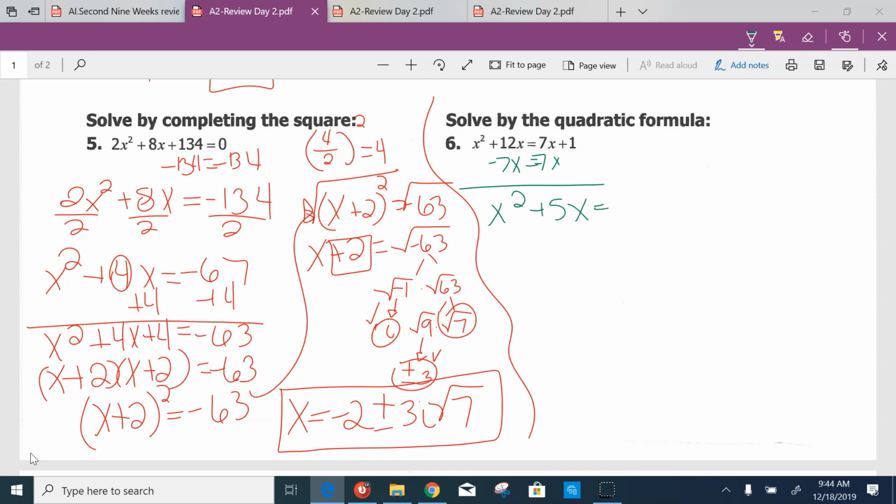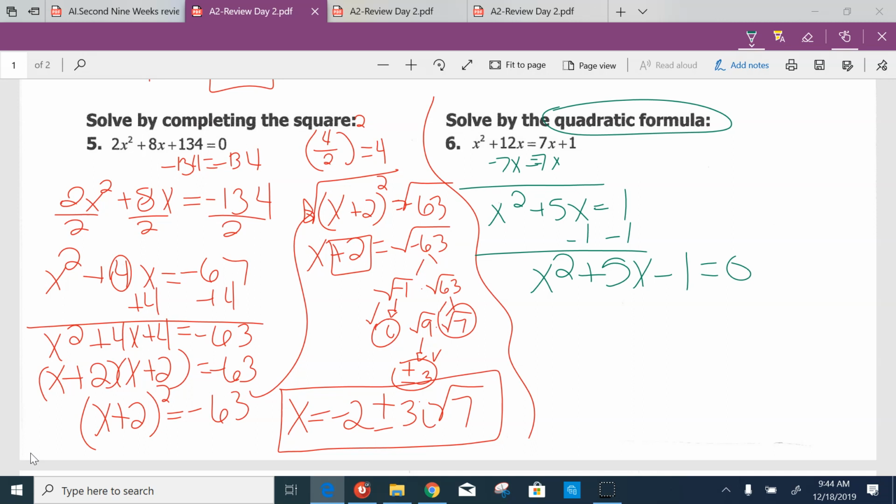And then I have the 1 on the other side. Oh, I just realized it says it wants a quadratic formula. So I need to bring the 1 that was over here on the right to the left, so I'll subtract 1. So now my equation is in standard form, x squared plus 5x minus 1 equals 0.